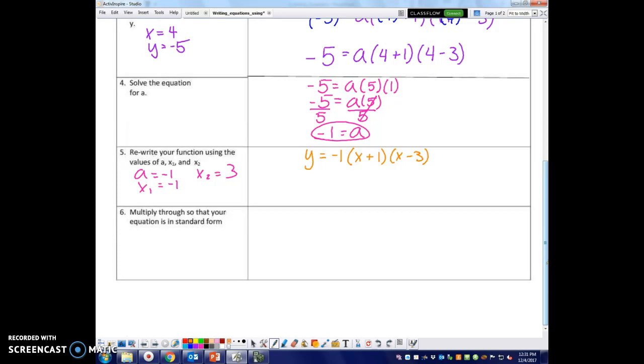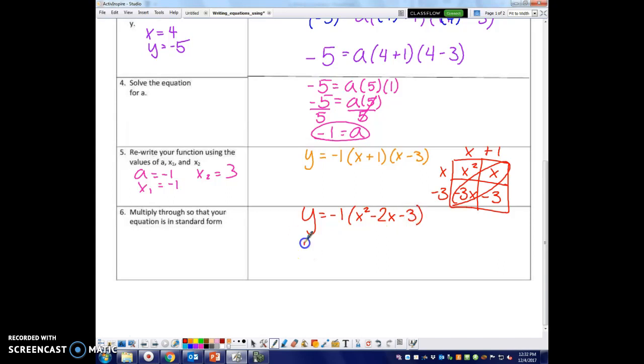Okay, now we're going to multiply through so that your equation is in standard form. So here's how. We use the box again. Okay, because we need to multiply this times this. Okay, so make your box x plus 1, x minus 3. So we have x squared. 1 times x is x. x times negative 3 is negative 3x. Negative 3 times 1 is negative 3. So now we have y equals negative 1(x squared. Combine these two. Negative 3 plus 1 is negative 2. So minus 2x, and then minus 3).